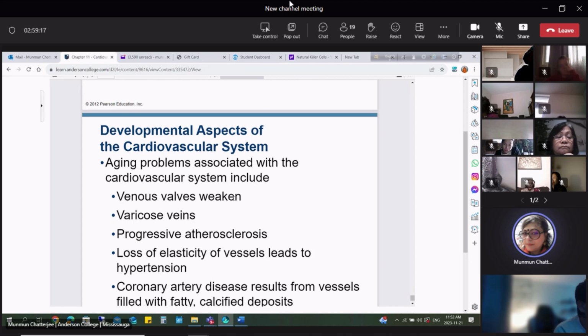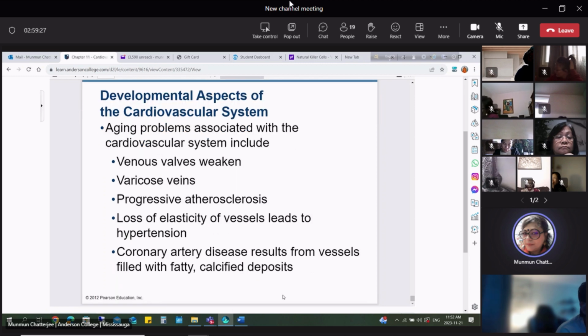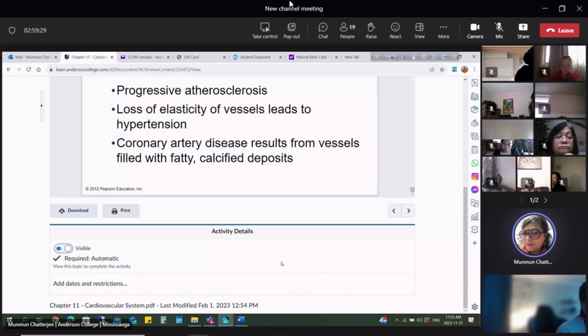Loss of elasticity of vessels leads to hypertension, because the elasticity of the connective tissue outside the structure becomes loosened. So then what happens? The blood cannot flow properly. So blood stays in the vessel and gives the pressure. Coronary artery disease results from the vessels filling with fatty, calcified deposits. That's the coronary artery block. So this cardiovascular system is done.